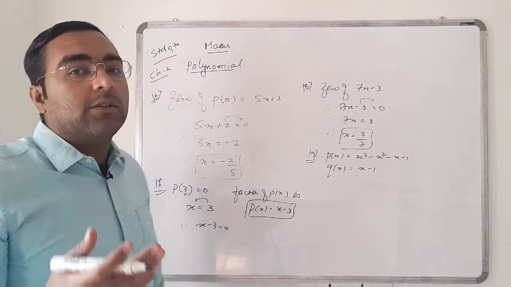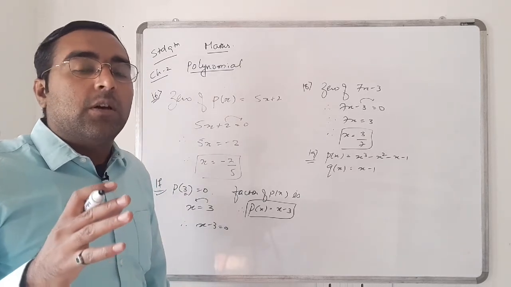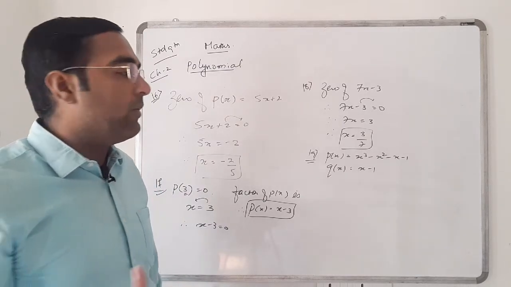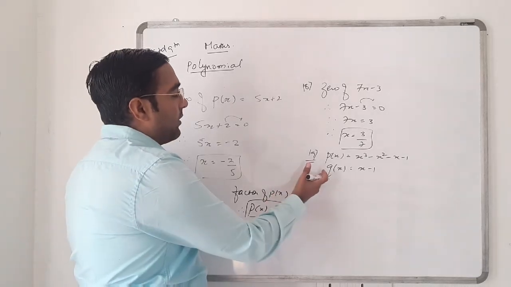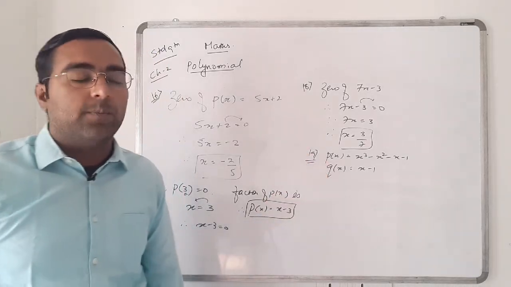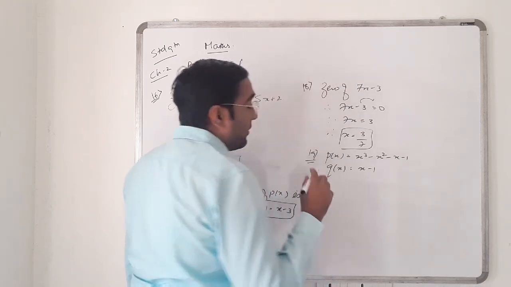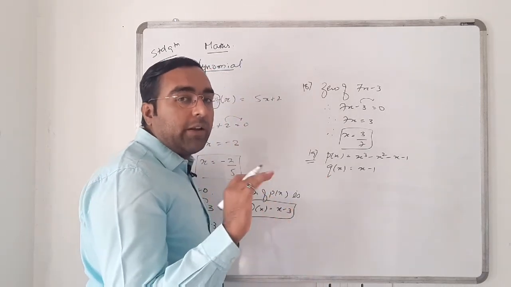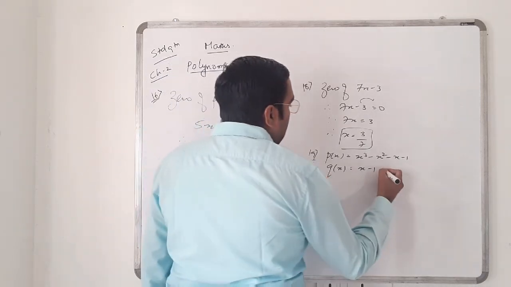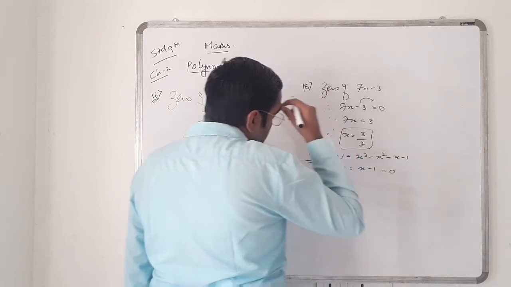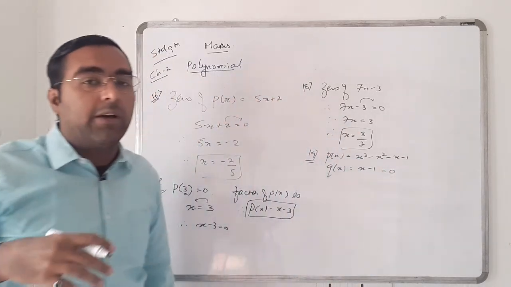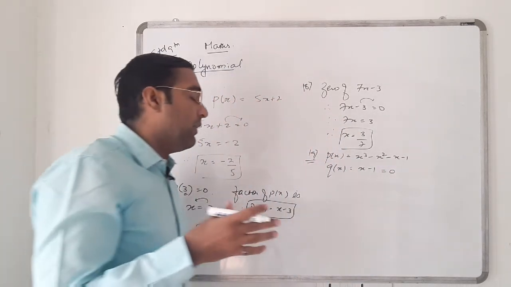So how much is left means which remainder is found if I divide p of x by q of x. So we should find the remainder. For that we are using the remainder theorem. Therefore I'll take q of x equal to 0.